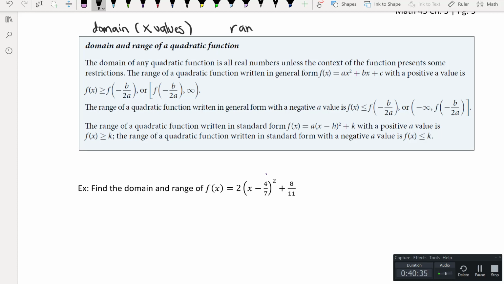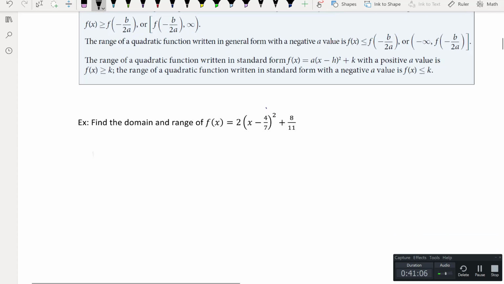My range, I'm thinking about my y values. And we write this in interval notation. So that's either the parentheses or the brackets or a combination of the brackets and the parentheses. And we always write it from the minimum value to the maximum value, in case you need a little refresher.